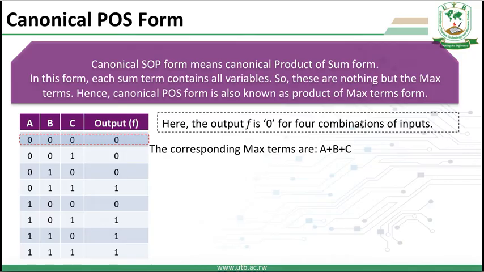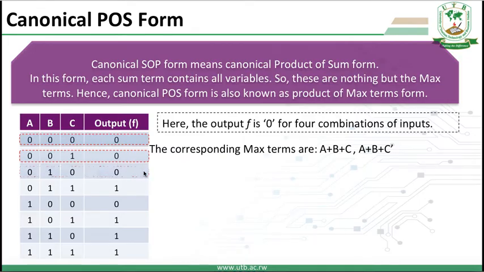Because it's a product of sum, we have to write in the plus plus plus. Let us see the next combination. The next combination is 0 0 1. So what could be the max term of this input possibility? It could be A plus B plus C complement. This is because A is 0 and B is 0, so we write the variable itself. But since C is 1, we have to write the complement form. All are in plus, not in the ABC product, because we are in the POS.